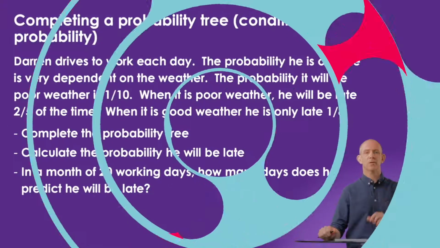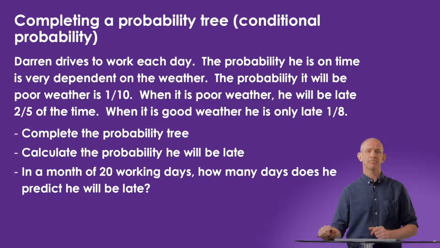Here's a situation that can be termed as a conditional probability. Darren drives to work each day. The probability that he's on time is very dependent on the weather. The probability it's poor weather is 1 out of 10. When it's poor weather, he'll be late 2 out of 5 times. When it's good weather, he'll be late 1 out of 8 times.